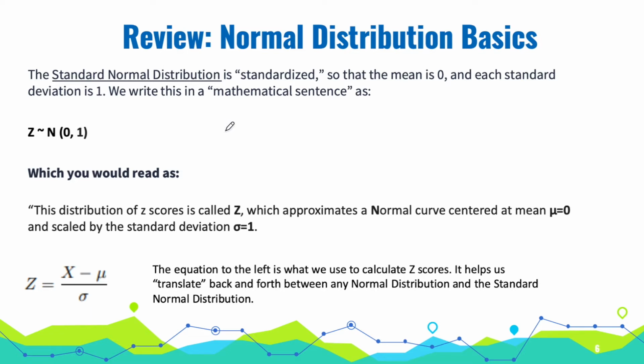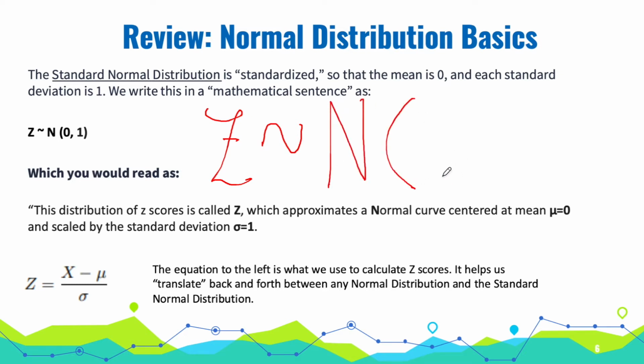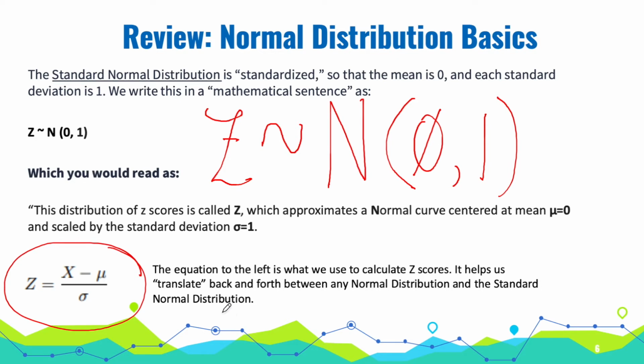I'm going to write it again and reread how you would interpret this notation. Capital Z, the distribution of z-scores, and that approximates, again, we're using that tilde sign, about equal, a normal curve, capital N. And we will center that curve at mu equals 0. That's our mean. And it's going to be scaled by a standard deviation set to 1 unit. As a refresher, this is the equation that we use when we calculate z-scores. This is what helps us translate back and forth between any normal distribution and the standard normal distribution. Why do we do this? This helps us estimate probabilities and compare different variables to one another using the same standard scale.